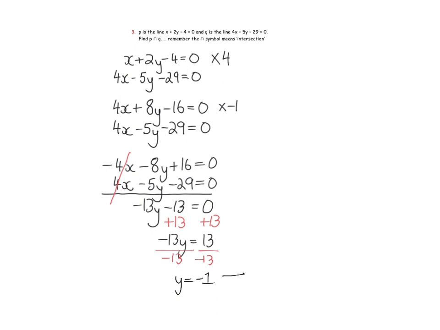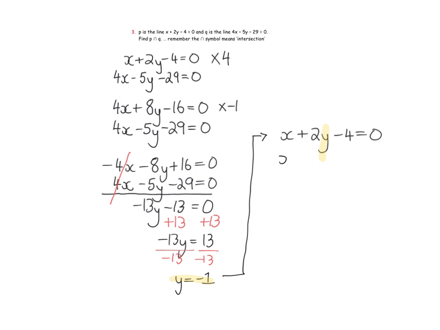Finally then, we need to figure out what x is. So up here, we write one of the equations that we had at the start. So I'm going to write x plus 2y minus 4 is equal to 0. Then we know that y is equal to minus 1. So I'm going to replace y with minus 1 every time I see it.